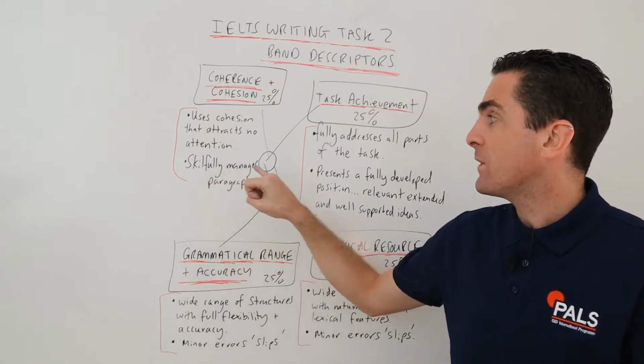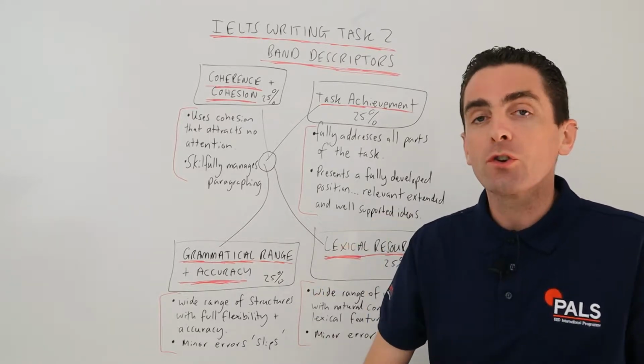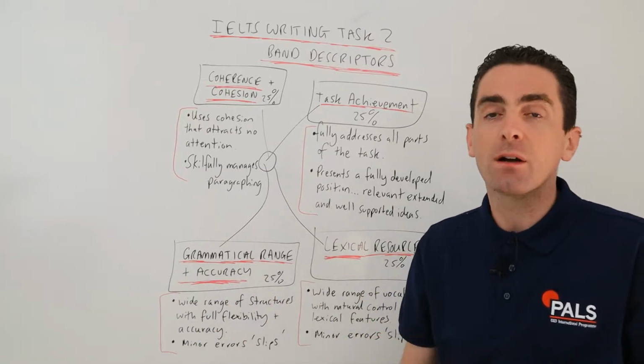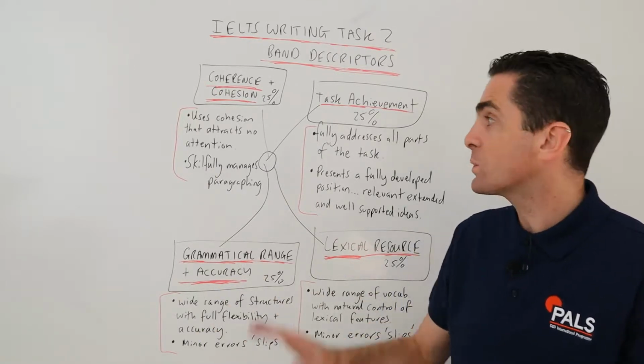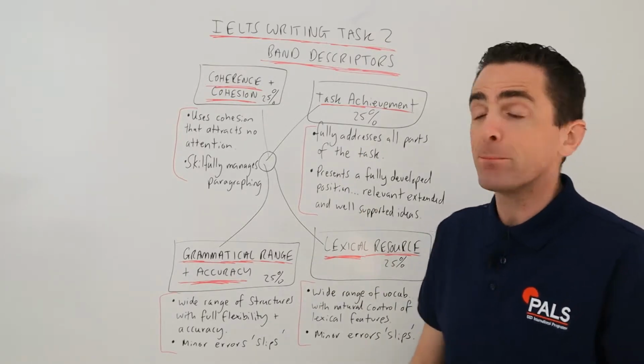Also, you need to skillfully manage your paragraphing. You need a quality introduction, quality body paragraphs, and a quality conclusion. We'll look at how to do these later in the course. That's 25%. The next 25% is called task achievement.